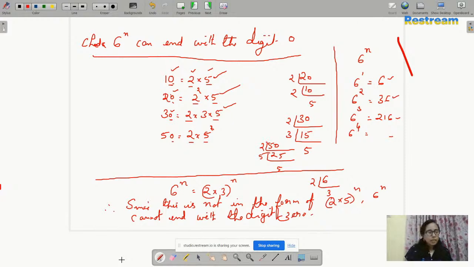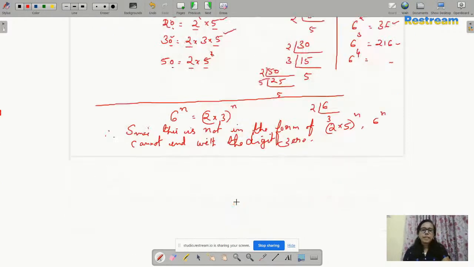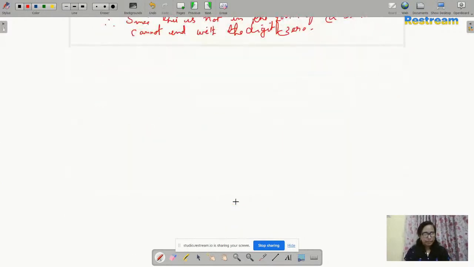So first what you want to do? Tell me. First, any number. This question has been repeated many times. Not only 6, many numbers will be asked. Sometimes 8. Can you explain why 8 raised to n cannot end with 0? Can you see 5 there as a factor? No. You cannot see any 5 in 8, right? So this way you can prove it for any number.